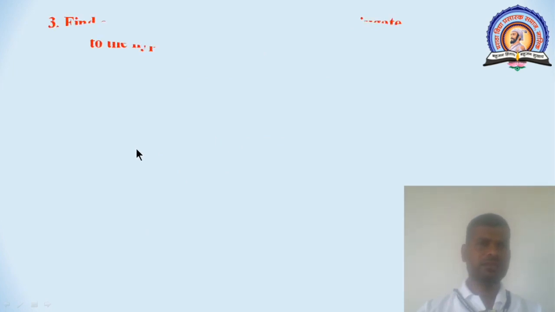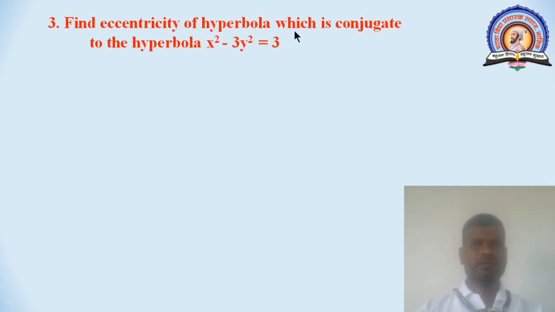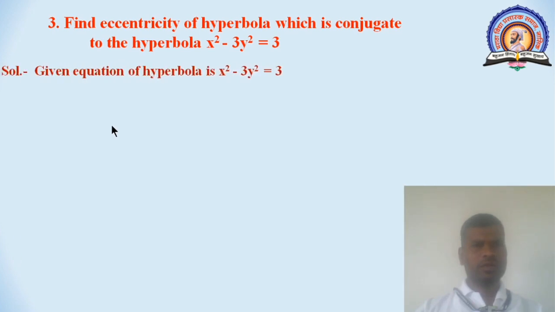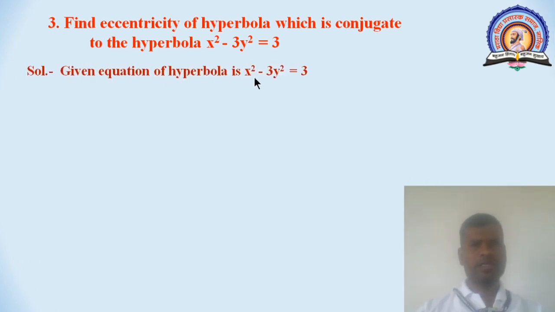Next example is find the eccentricity of hyperbola which is conjugate to the hyperbola x square minus 3y square is equal to 3. So this is the hyperbola whose conjugate is required. Now given equation of hyperbola is x square minus 3y square is equal to 3, we will convert it into the standard form as x square upon 3 minus y square upon 1 is equal to 1.